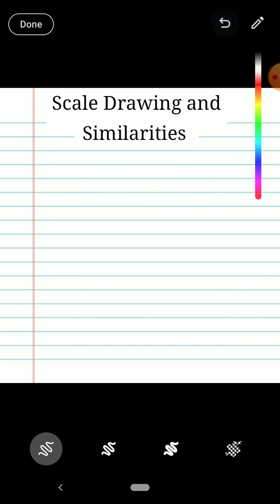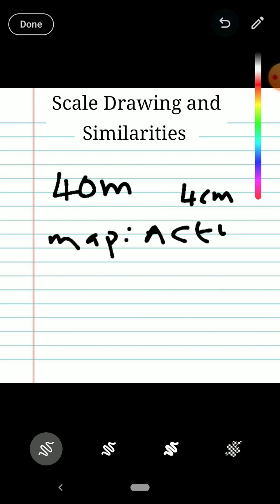With that understanding, let's say, as an example, you measure a house and you find that it is 40 meters. Then maybe someone drew the same house and found that the same measurement is 4 centimeters, but they forgot to put the scale. How can you put the scale? Remember, scale is map to actual. Map is 4 centimeters, actual is 40 meters. But remember, they should be in the same units. So you need to change one of these.